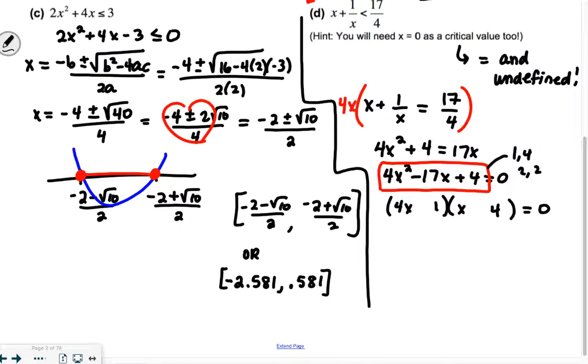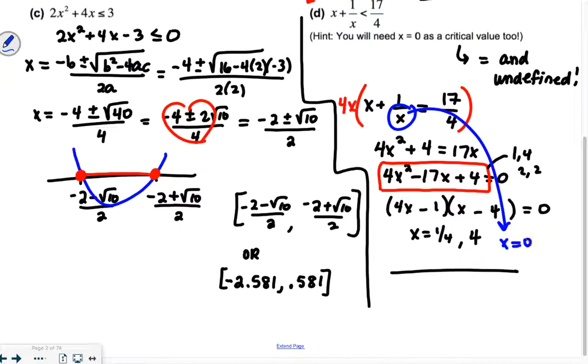Yeah, and then our outer and inner have to combine to be negative 17. So if they're both minus, we're good. We get negative 16 and negative 1. So they combine to be negative 17. So our critical values are going to be 1/4 and 4. So we also have the critical value of x equals 0. So don't forget that one. So I have 0, 1/4, and 4.